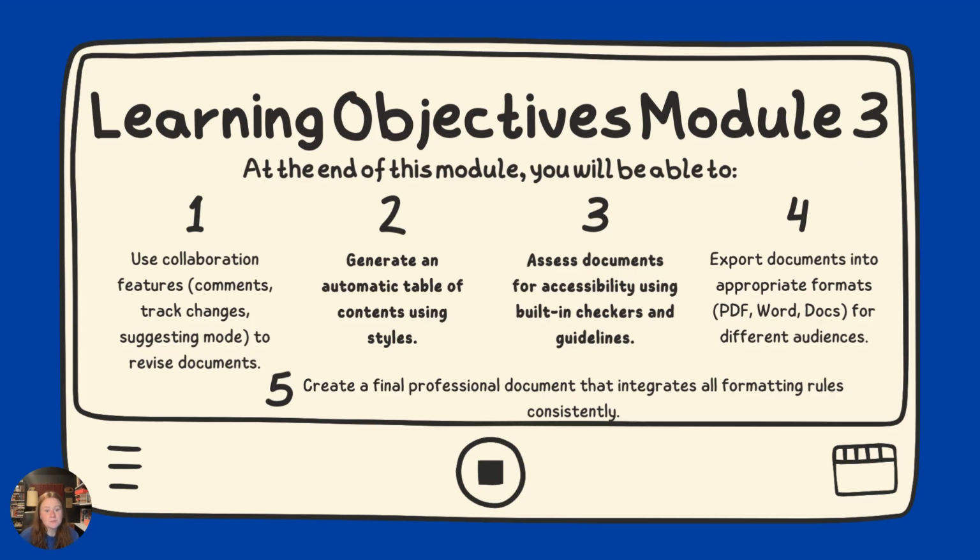And so the learning objectives we're looking at are creating a table of contents using styles. So we talked about headings and stuff before. We're going to actually see them in action here. And then to look at documents and to assess them for their adherence to accessibility guidelines.